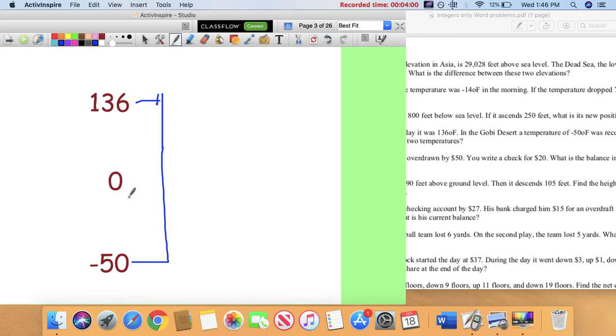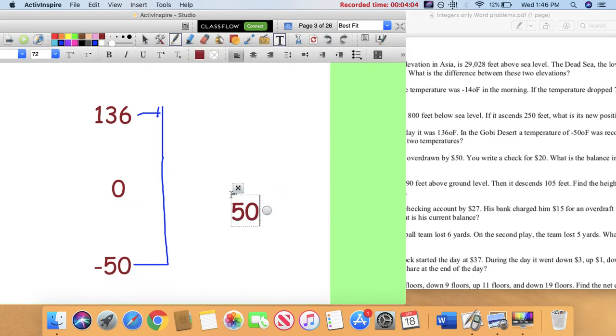You can add these 2 parts from negative 50 to 0. How much is negative 50 to 0? You would take 50 steps. And from 0 to 136, you would take another 136 steps. And the difference would be 186. So that's the difference from negative 50 to 136.